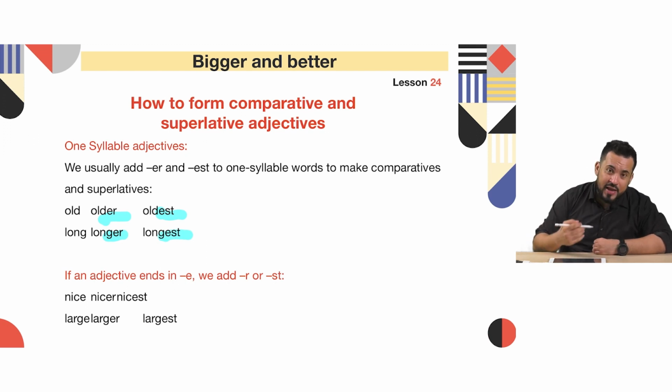Now, what if the adjective has more than one syllable? Okay, let's talk if the adjective ends in e first. If the adjective ends in e, we just add r or st. We don't need to add e again because we already have an e. So here large already ends with an e, so we just add an r. And largest, again, large ends with an e, so we just add st.